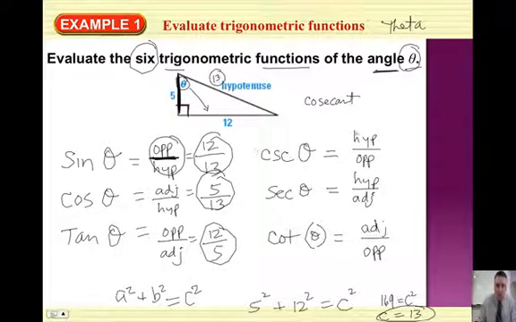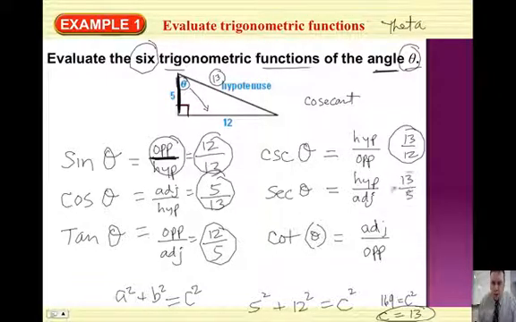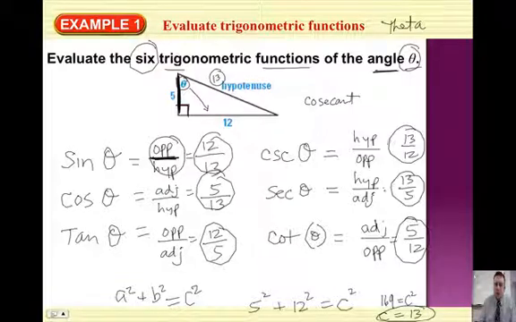And to get these answers over here, basically just flip them. 12 thirteenths, the cosecant would be 13 twelfths. Answer. Secant is the inverse of cosine, so that's 5 thirteenths, which makes secant 13 fifths. Answer. 12 fifths become cotangent, which is 5 twelfths. These are the answers to the second part.